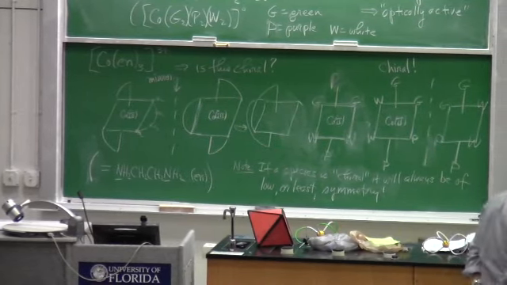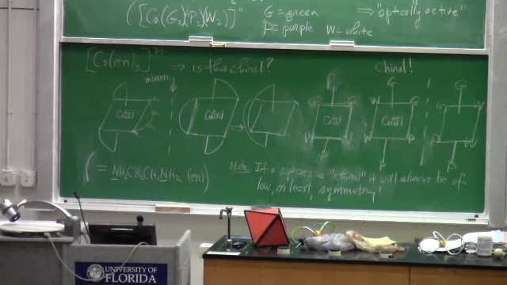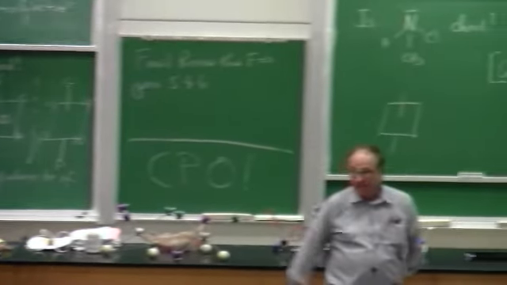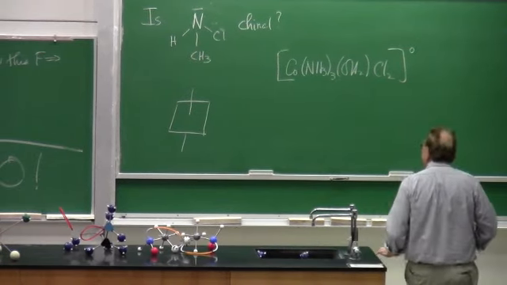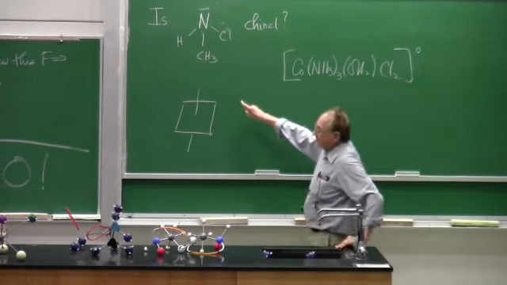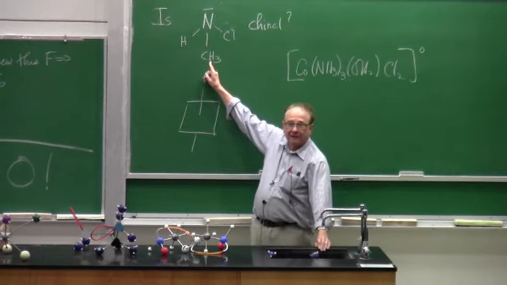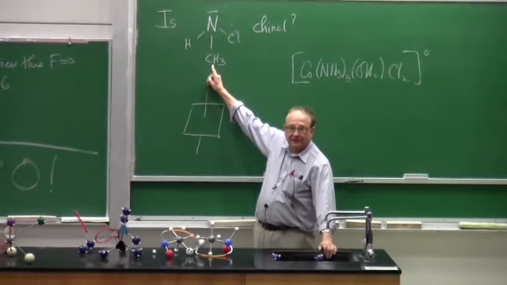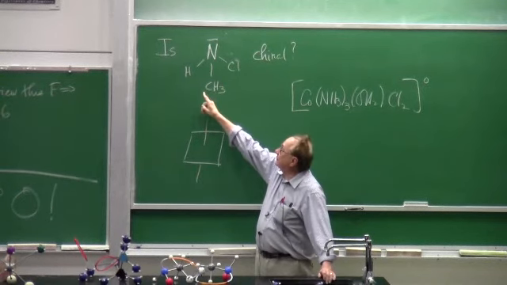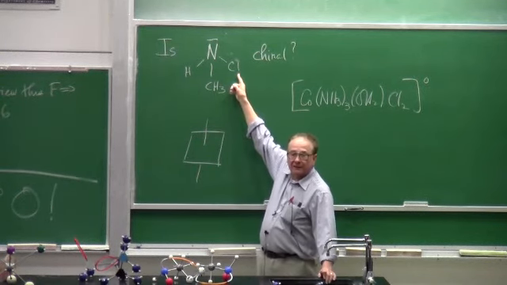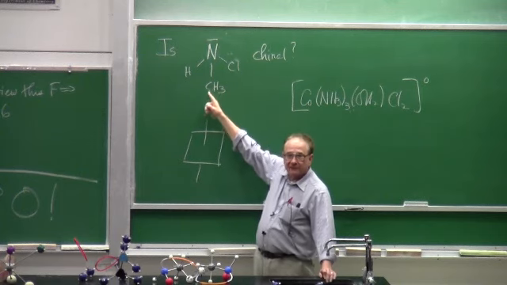Well, I'm going to leave you with that question. We'll pick it up from this point next time. But, do remind me. See this? This is a substituted ammonia ligand. Instead of 3 hydrogen atoms, I have a hydrogen atom, a methyl group, and a chlorine. Is this chiral?